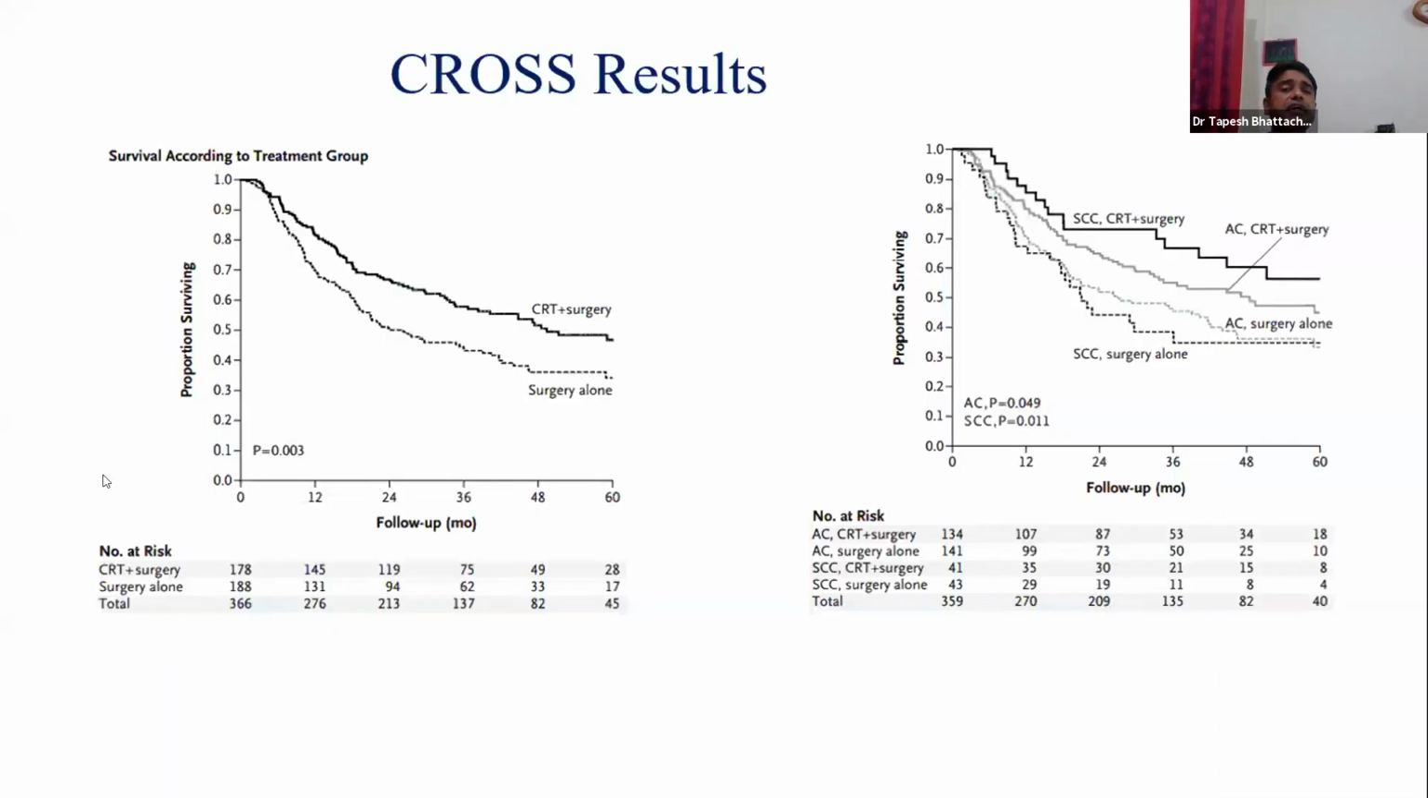And if we see the CROSS trial, here this was already shown, and here you can see the gap in the squamous between chemoradiation and surgery, and here also there is a definite improvement in adenocarcinoma as well. Here you can see the gap in the Kaplan-Meier.